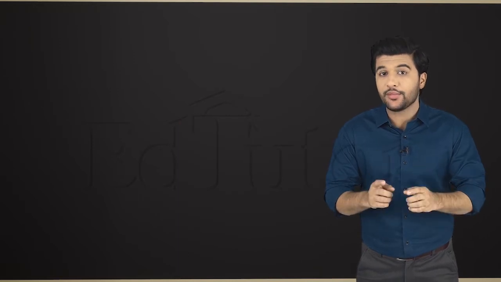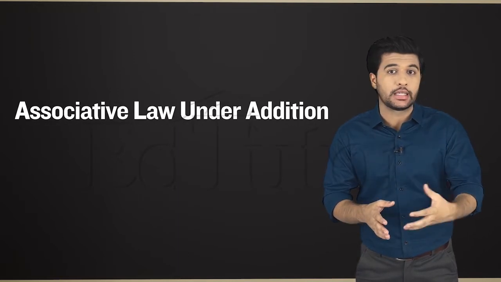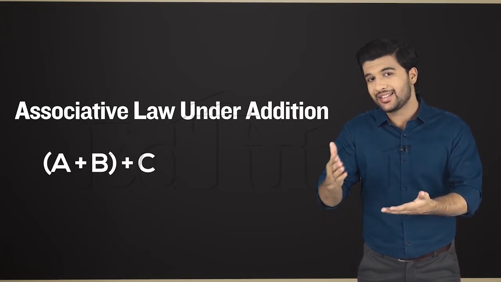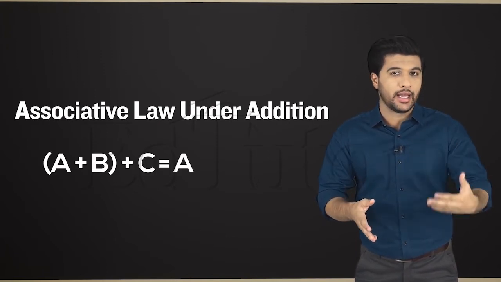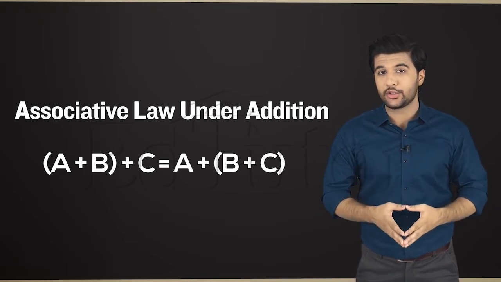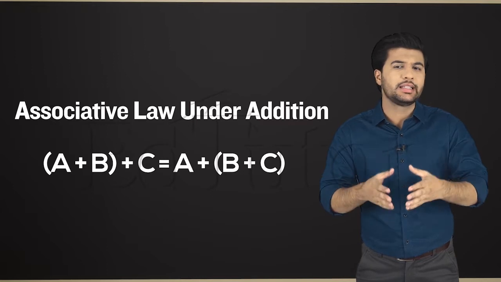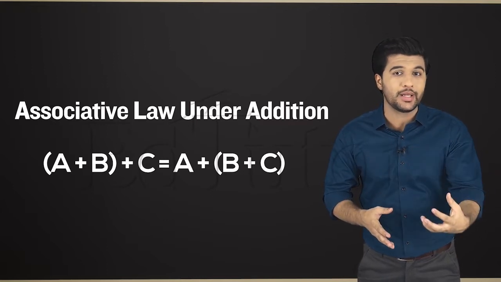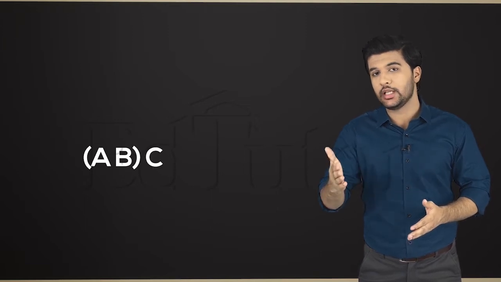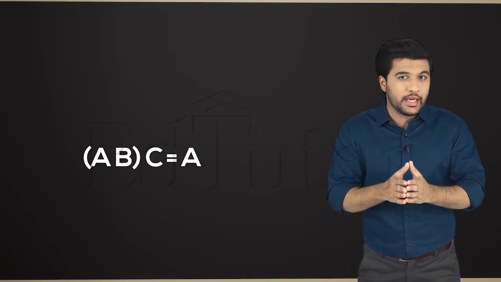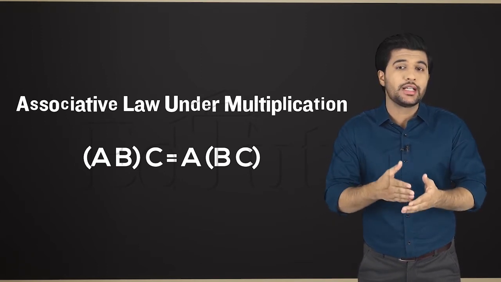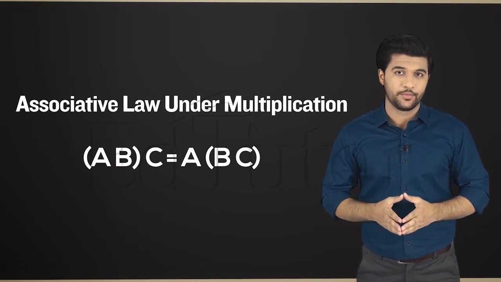Remember, we have seen the associative law under addition before. A plus B plus C equals A plus B plus C. Remove all the signs of addition from it to let these matrices have a multiplicative relationship. A into B into C equals A into B into C. This is the associative law under multiplication.